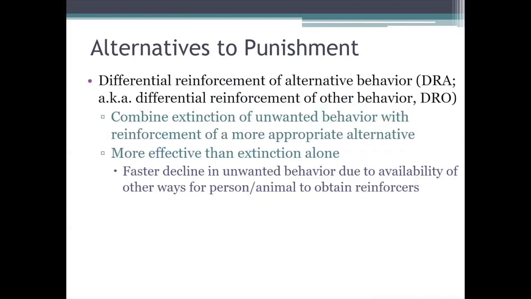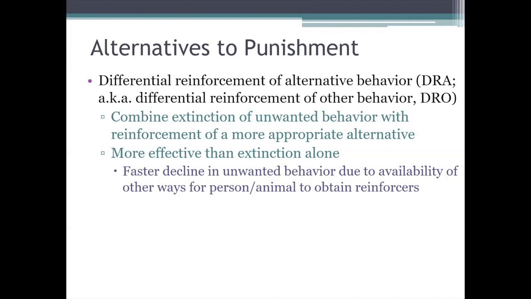So, next, let's talk about another alternative to punishment that involves not just putting the unwanted behavior on extinction, but also reinforcing another specific behavior instead. Your textbook refers to this technique as differential reinforcement of alternative behavior, or DRA, but it's also known as differential reinforcement of other behavior, DRO. Whatever you want to call it, it's a pretty straightforward idea. You just combine the extinction of one behavior with the reinforcement of some other more appropriate alternative.